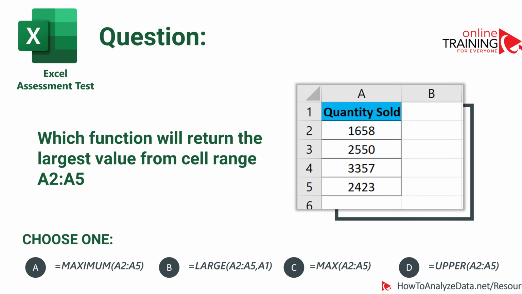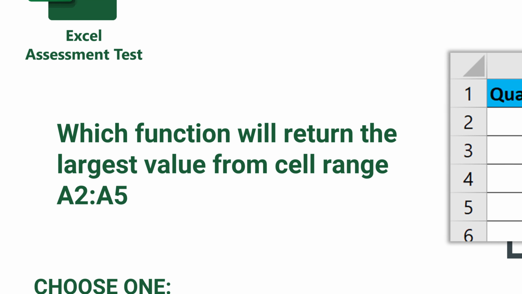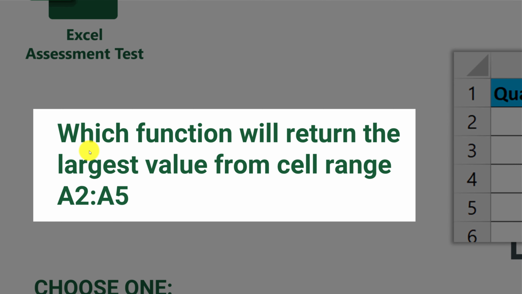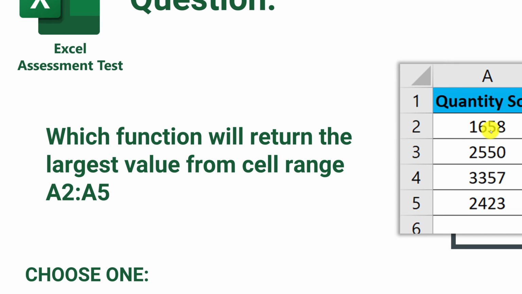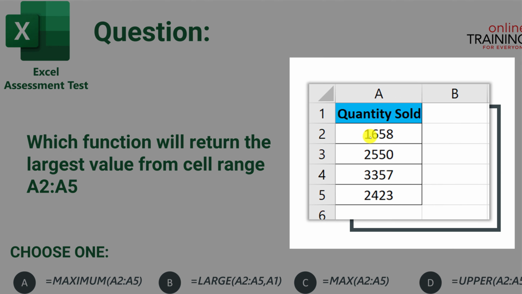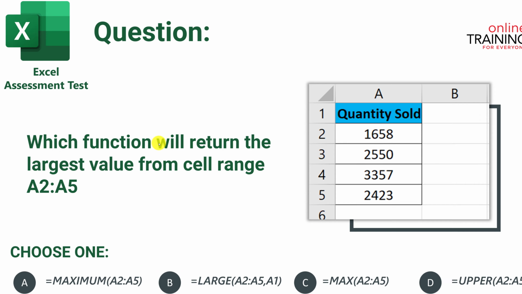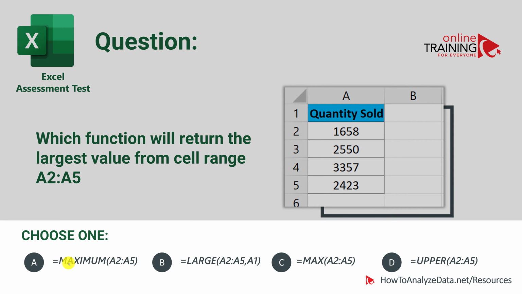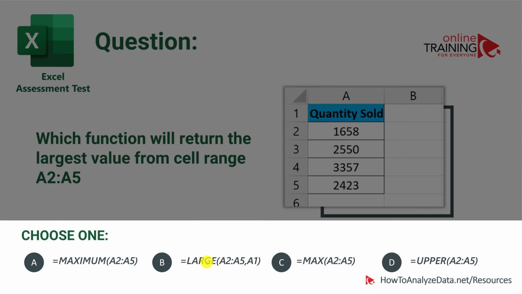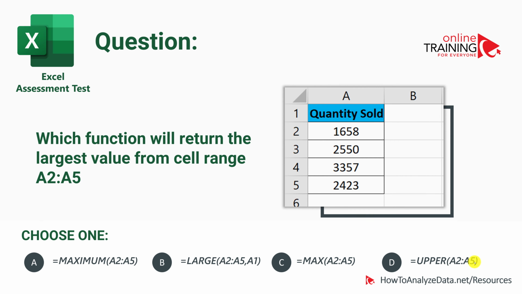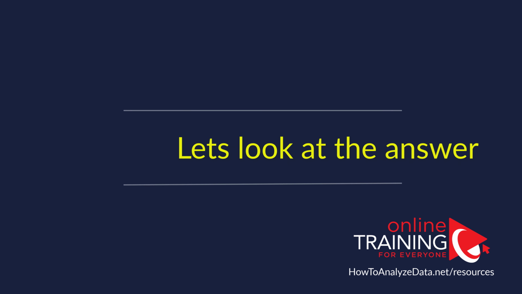Here is the question to test your knowledge of Excel formulas and functions. Which function will return the largest value from cell range A2 through A5? If you look in the screenshot, A2 through A5 contain 4-digit numbers. And there are 4 choices: maximum for the same range, large for the same range, comma A1, max A2 through A5, and then upper A2 through A5. Which one do you think is the right choice?